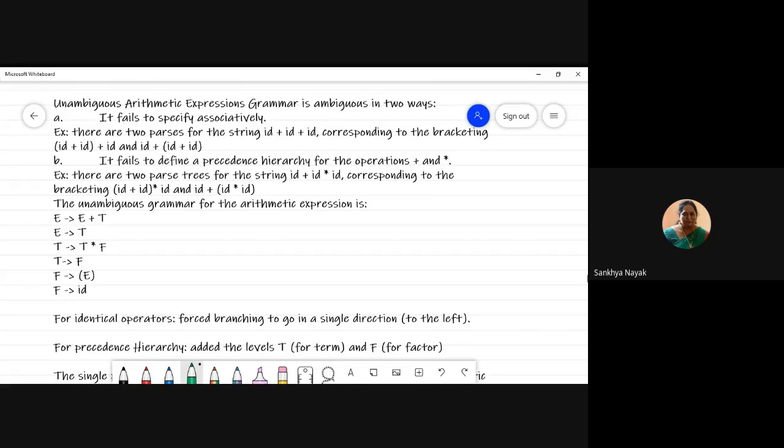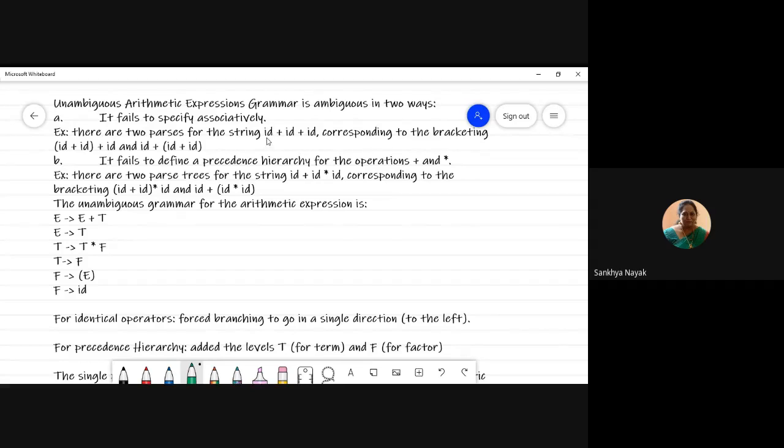So in the last class, we were discussing unambiguous arithmetic expressions, right? We had a grammar: E derives E plus E, E derives E star E, E derives open bracket E closed bracket, and E derives ID. Over two classes, we saw what we mean by ambiguity in the grammar and how to remove it, correct? To summarize, a grammar is ambiguous if it fails in specifying associativity. So what do I mean by associativity?